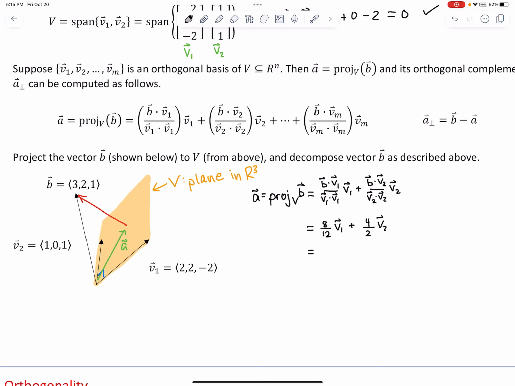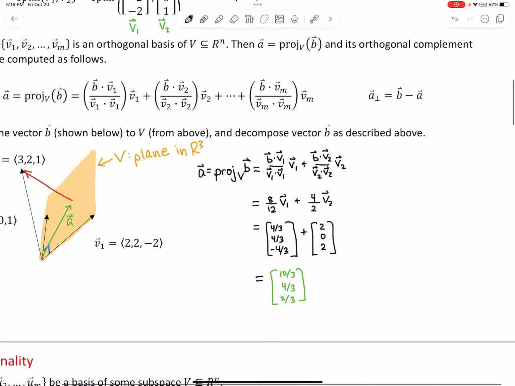So 8/12 is the same thing as 2/3. We're going to do 2/3 of vector 1 again. That gives me 4/3, 4/3, negative 4/3, and then plus 2 of vector 2, which will give me 2, 0, 2. And then I add these together, and I get the following result. 4/3 plus 6/3 is 10/3. 4/3 plus 0 is 4/3, and negative 4/3 plus 6/3 is 2/3. And this is the green vector in our image.